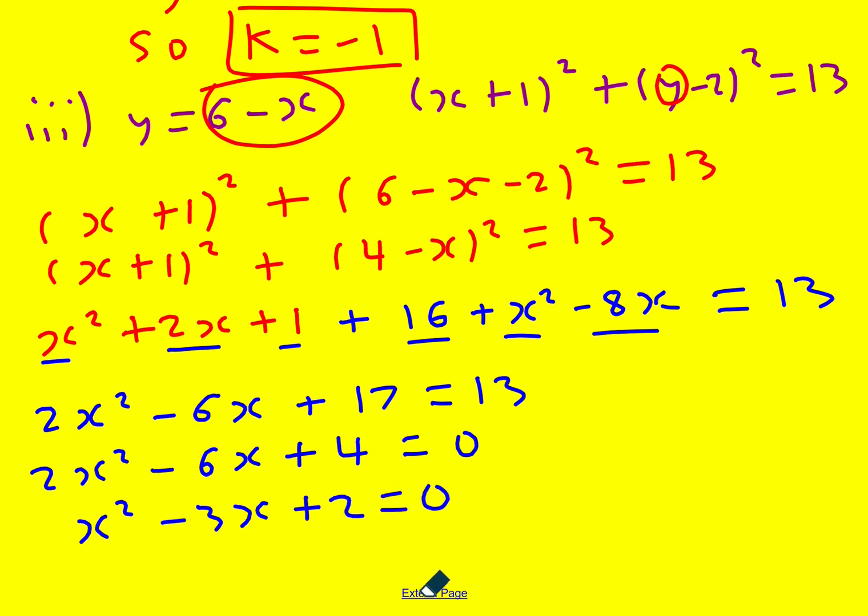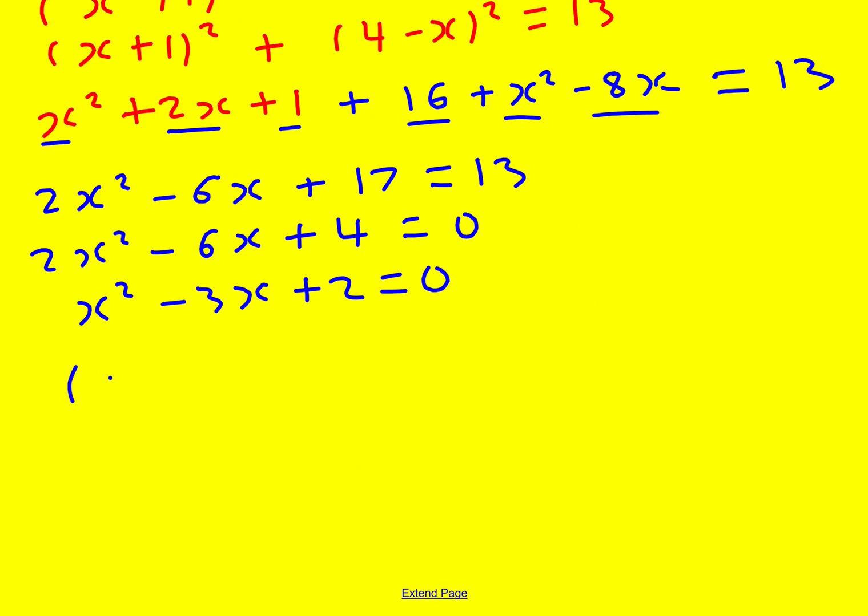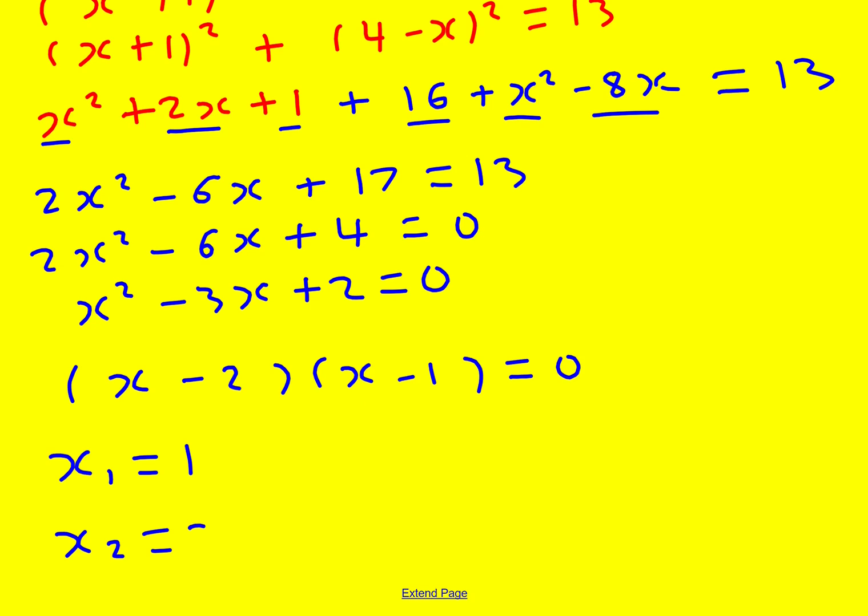And it's going to, I can see it now, because I need two numbers that multiply to give 2, but add to give minus 3. The only possibility is x minus 2, x minus 1. So x1 equals, let's go with 1, the smaller one, x2 equals 2.